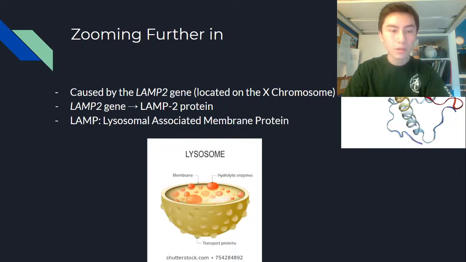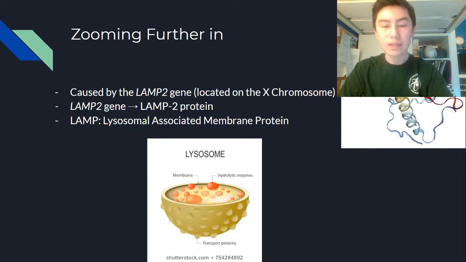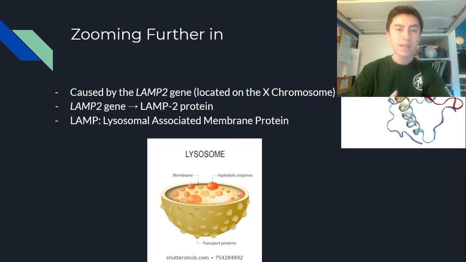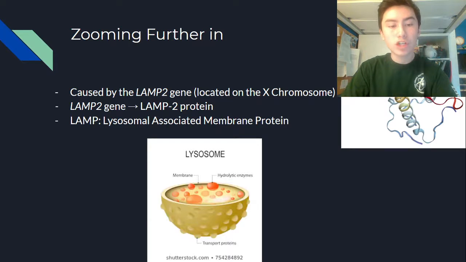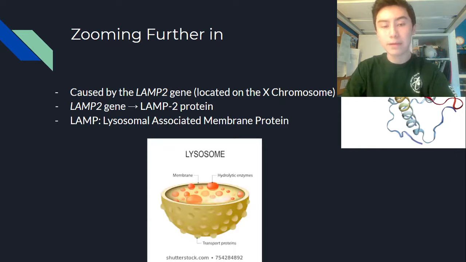So now that we've talked about the physiological level of Danon disease, we're going to shrink further down into the cellular level. The gene linked to Danon disease is the Lamp2 gene, which is actually present on the X chromosome. That's really interesting because since men only have one X chromosome, the problems associated with Danon disease are much more severe in men. Now, it may come as a surprise, but the Lamp2 gene codes for the Lamp2 protein.